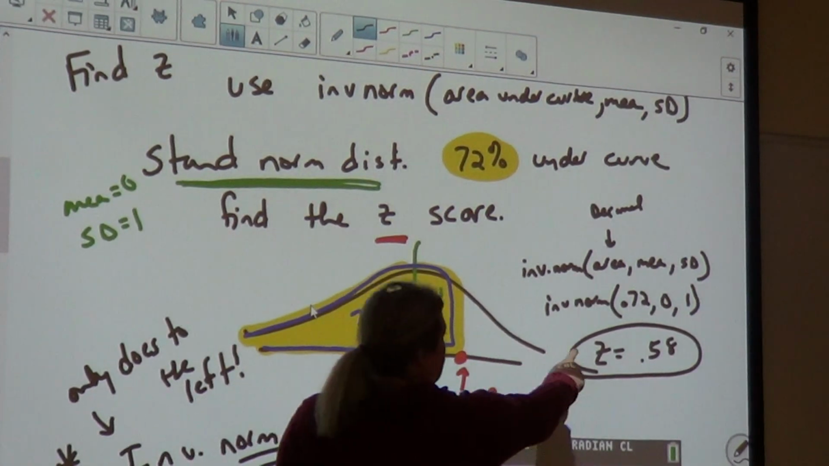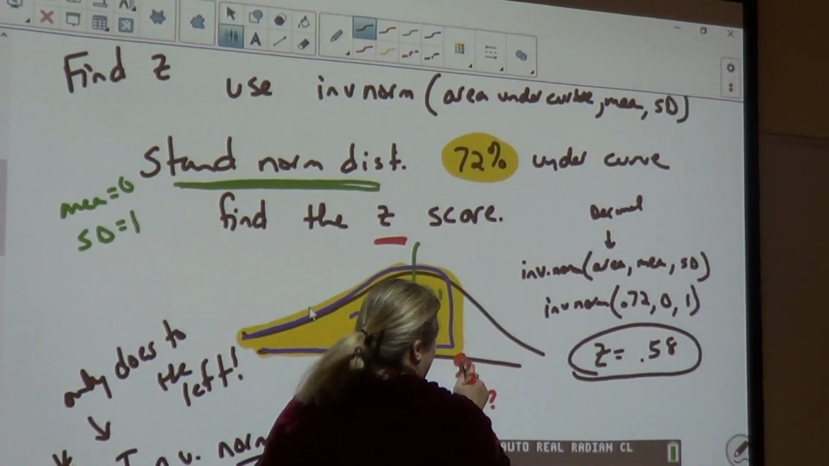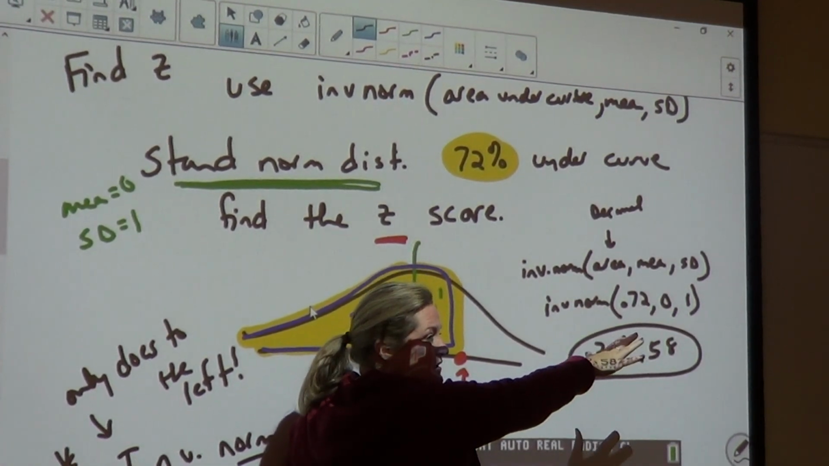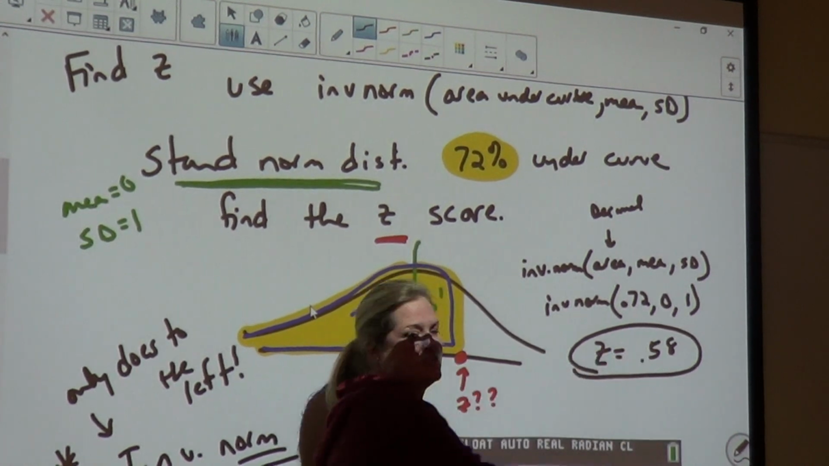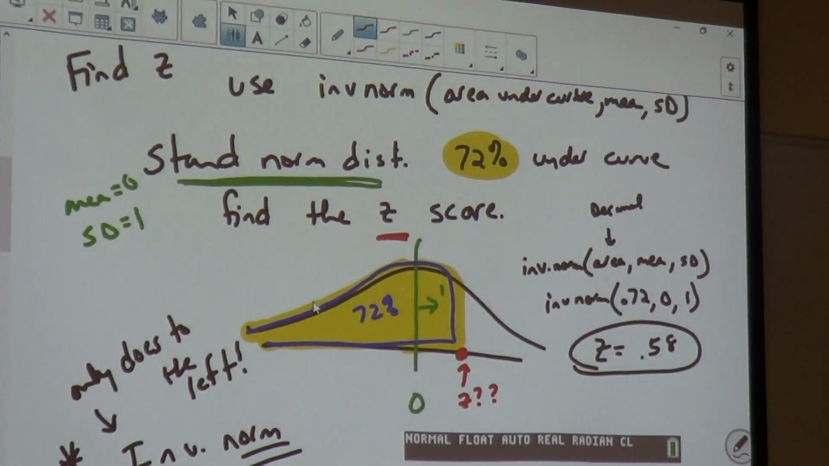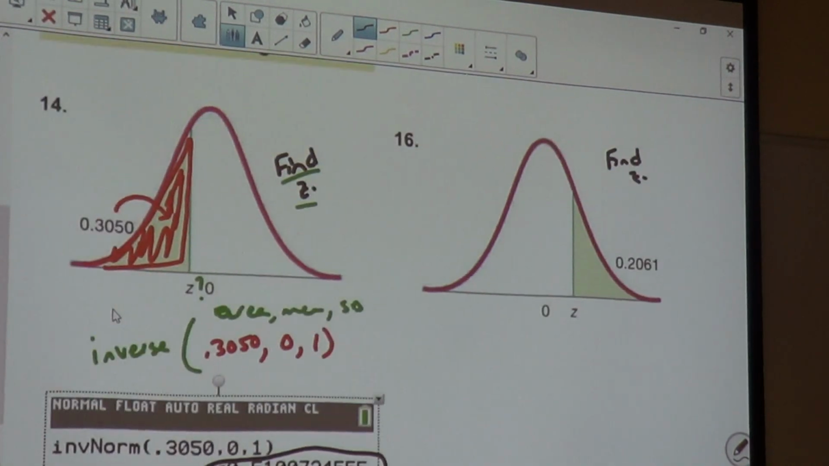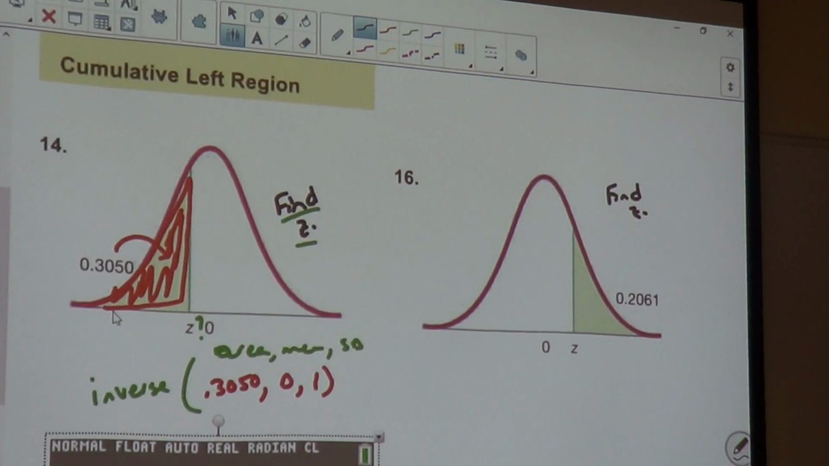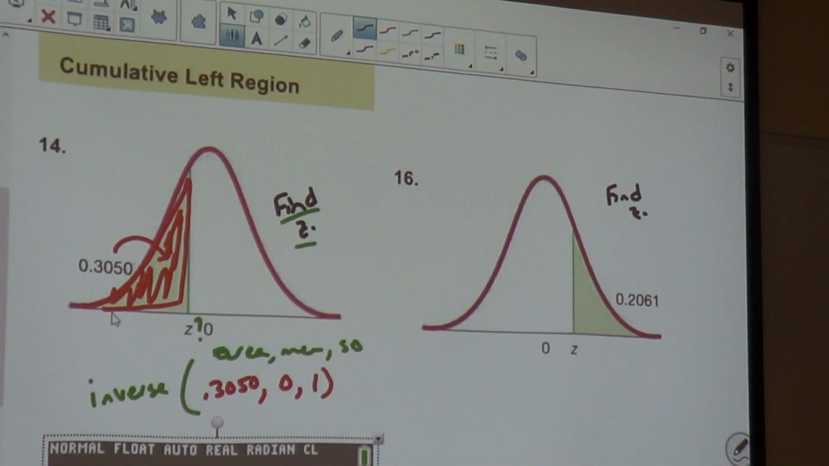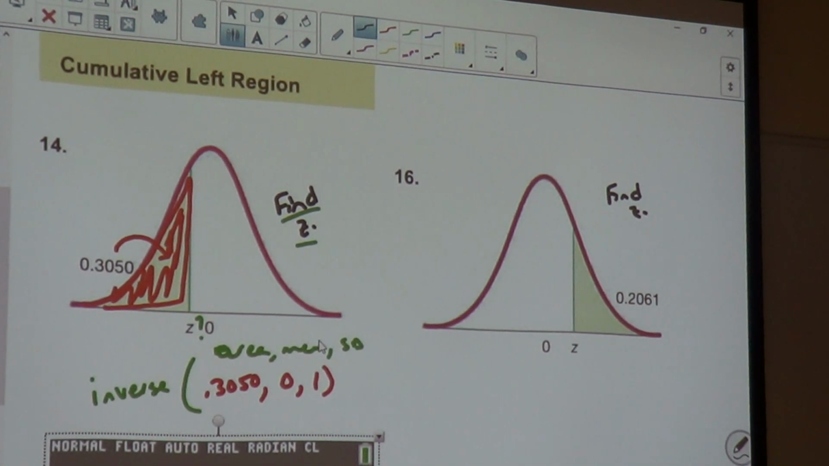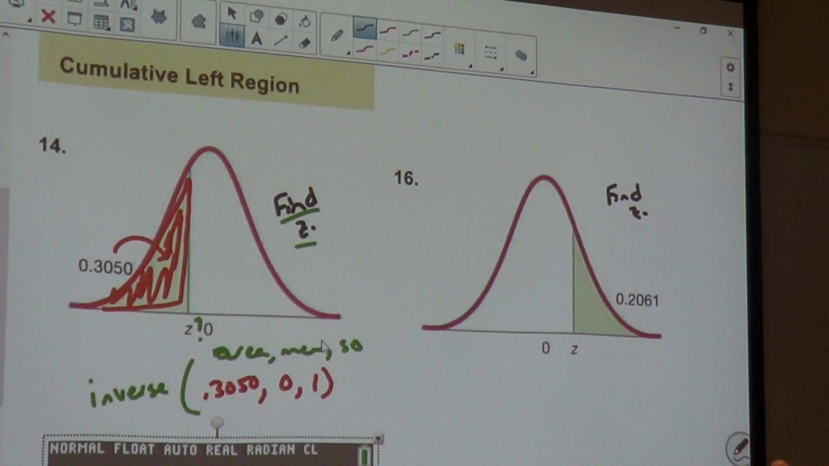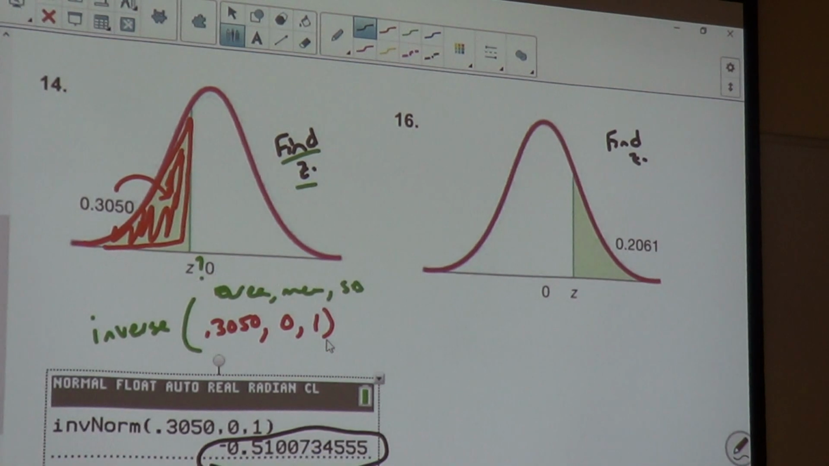This z is positive because it's on this side. Let's do another one. I think it's the shading that's throwing me off, because I'm looking at the shading instead of the Z-score. It's confusing when sometimes they give you the information and you have to make a picture. We're going to do that, I promise.